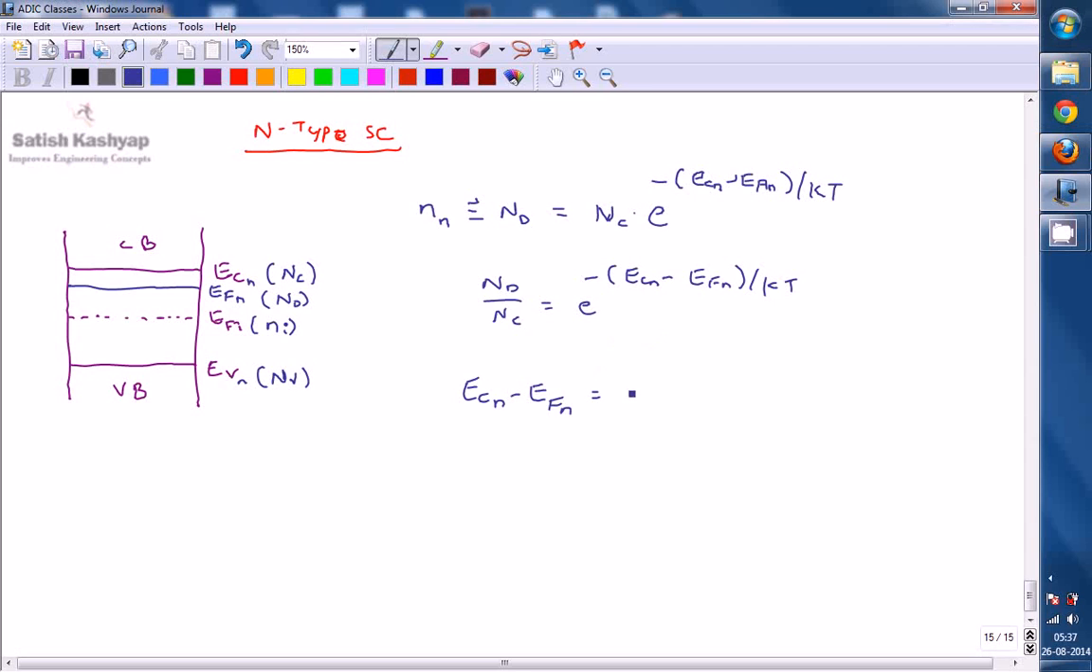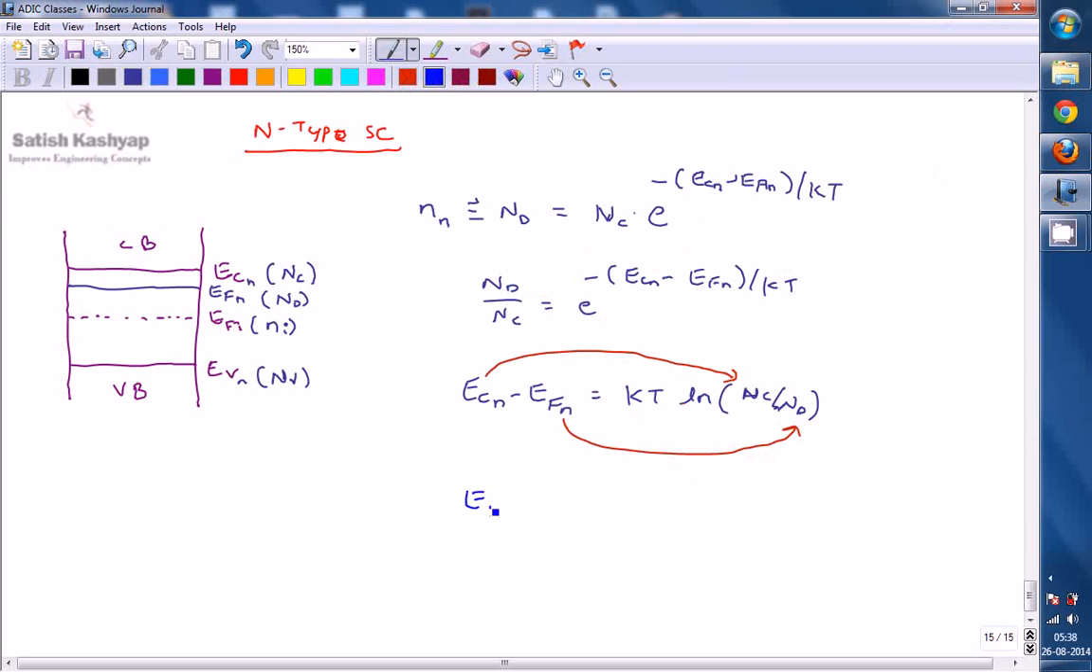Okay, this can be written as KT natural logarithm of NC divided by ND. So if you observe, ECN is going to be related to the numerator in this equation, EFN is related to the denominator. So based on this one we can write an equation for the relative distance between any two energy levels. So we can write it in this way.